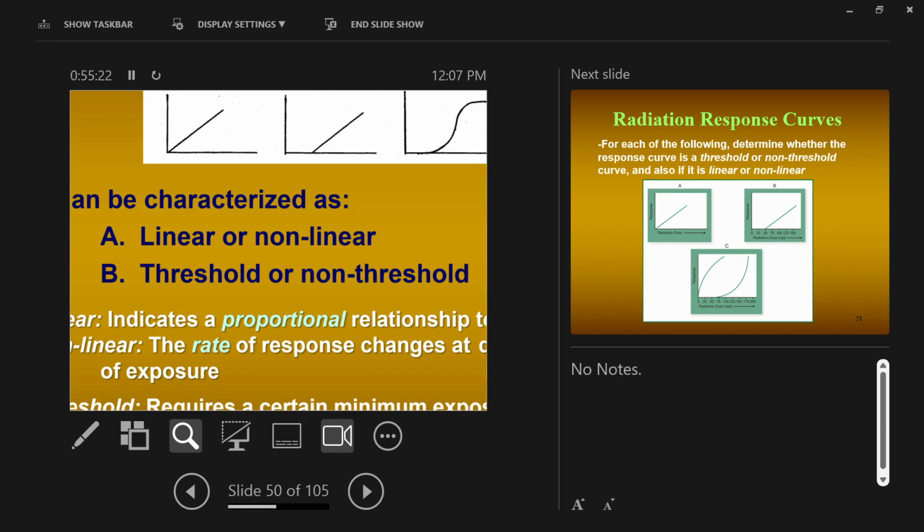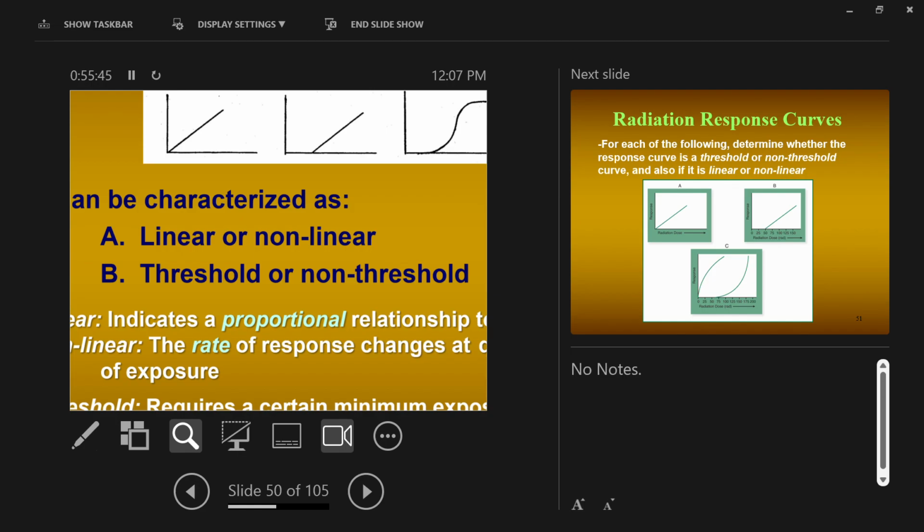Some effects have a threshold. Like, I know how much radiation exposure it takes to give you a skin burn, okay? I know how much radiation exposure it takes to cause cataracts of your eye. That means they have a threshold dose, okay? But there is no safe dose of radiation that would keep you from ever possibly developing cancer.